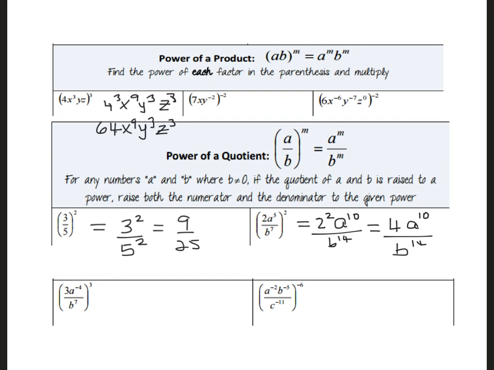And I'm going to just stop there. So that's a review of the rules of exponents.